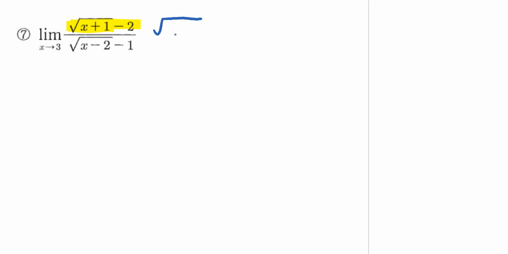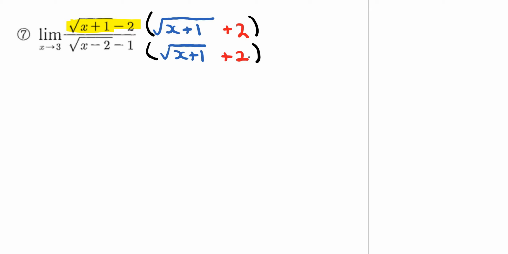So that's going to be the square root of x plus 1, and then I have a plus 2. And I'll put that in a bracket. And then on the denominator, I'm multiplying by the square root of x plus 1 and then plus 2. Okay, so that's step number 1.